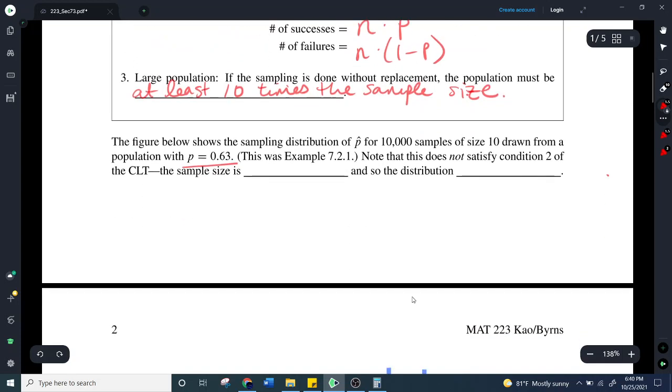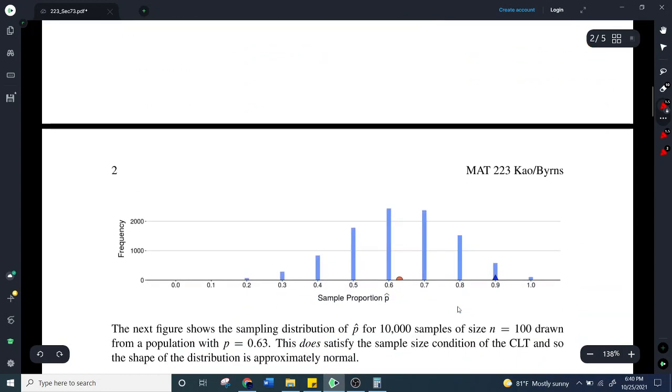We only have 10 total. So n equals 10 is not going to be large enough. The sample size is too small in this case, and so the distribution is not normal. Now, it's got some other distribution. I don't know what it is, but I know that the distribution for these samples, taken over and over again, is not going to follow a normal symmetric distribution, and that's what we need. And here's a picture of what this would look like.